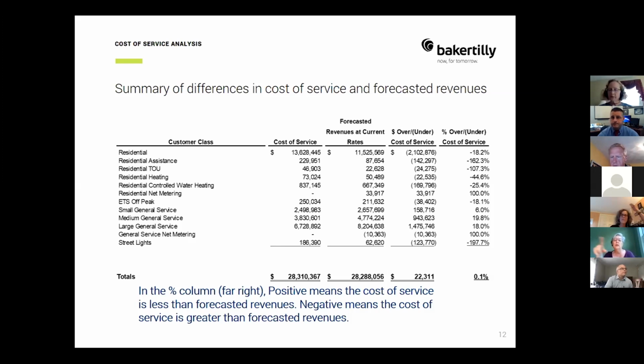Yeah, absolutely. Looking at this table, is it fair to say that if you go line by line and see these differences, let's take the first line, residential, costs are at 13.6 million, but we're only gaining revenue of 11 point something. So there's this $2.1 million shortfall. Does that mean, in theory, that you would then need to raise rates for that class in order to cover the unmet costs? That is correct. Would you decrease the rate for lines that have a positive balance on the right? Yes.